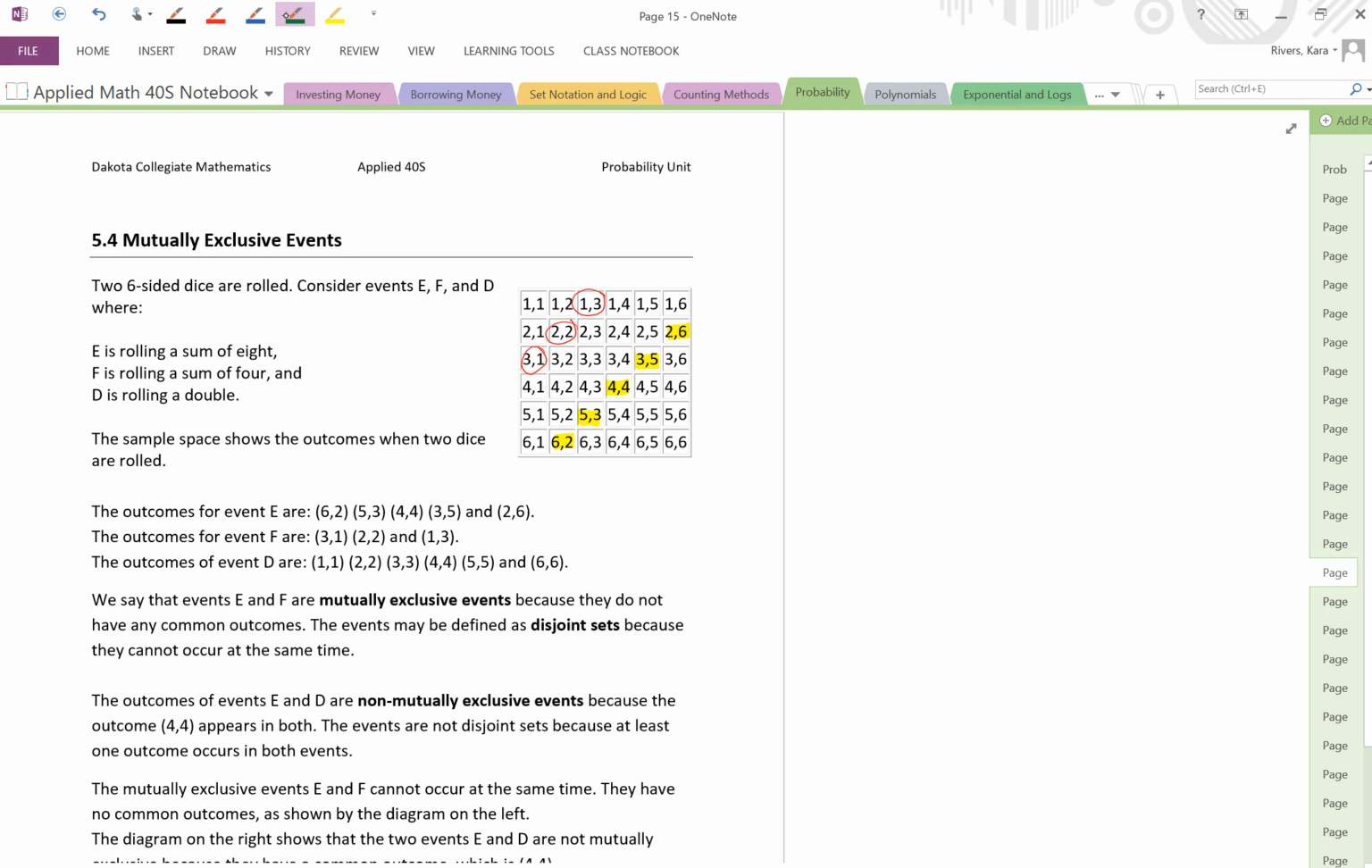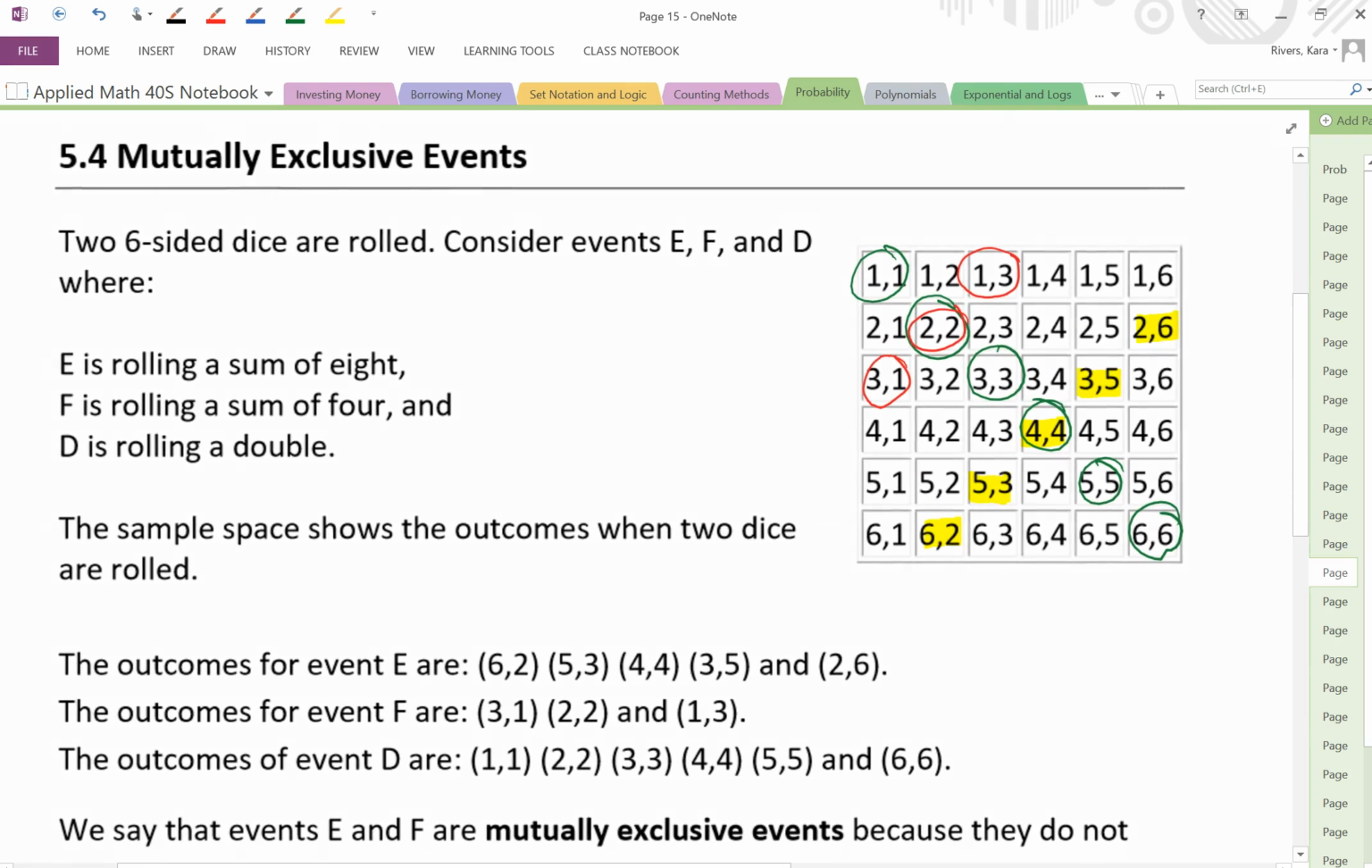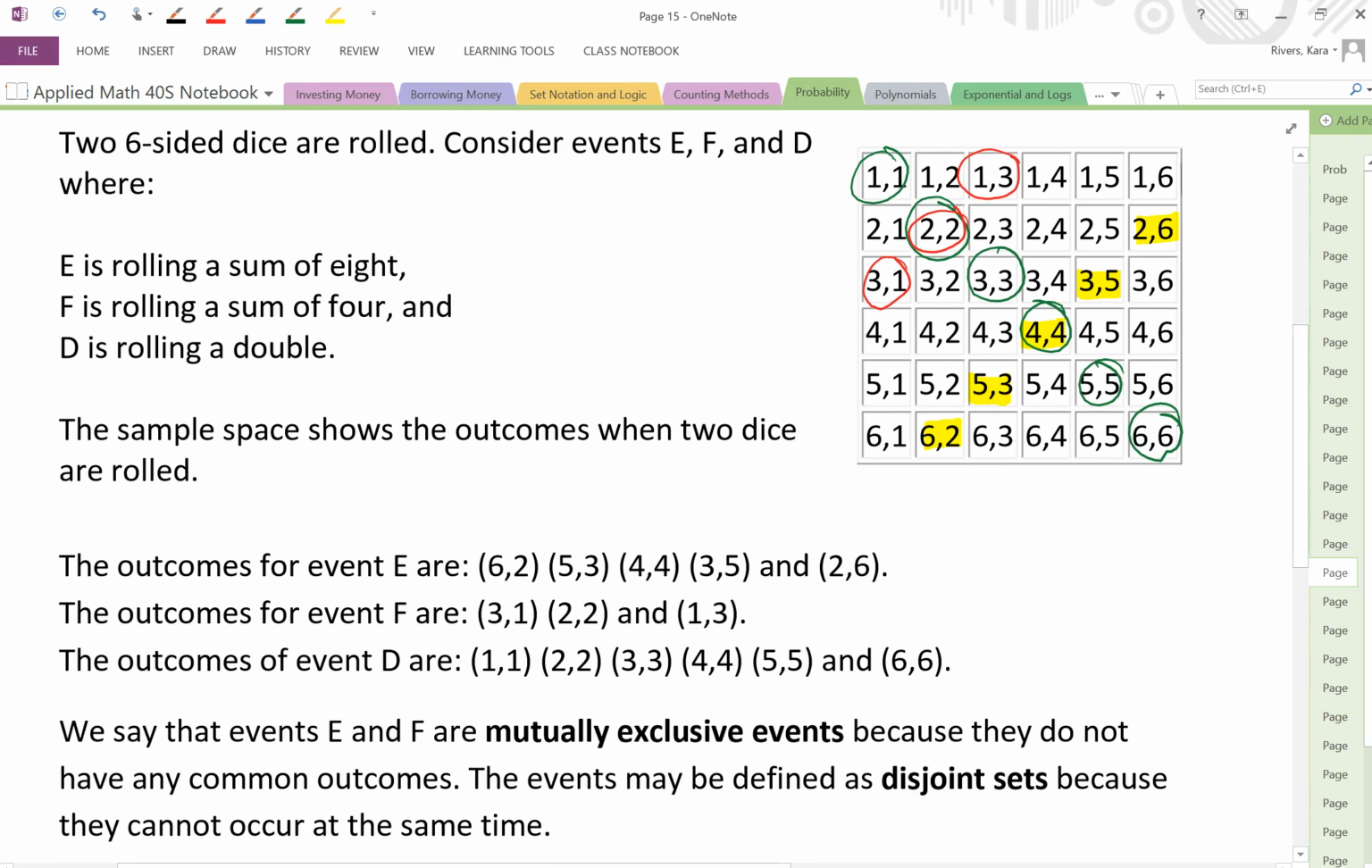Outcomes of event D are rolling a double, so we would have 1, 1, 2, 2, 3, 3, 4, 4, 5, 5, and 6, 6. So we can see all of those events on our sample space here. Now, we say that events E and F are mutually exclusive events because they do not have any common outcomes. The events may be defined as disjoint sets because they cannot occur at the same time. Okay? So that's for events E and F.